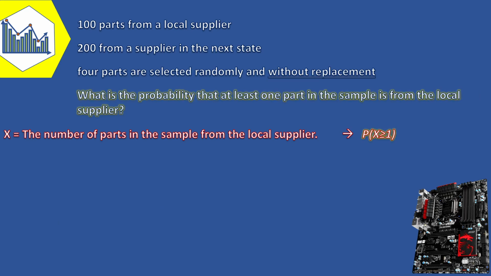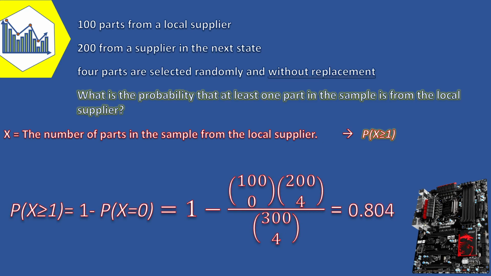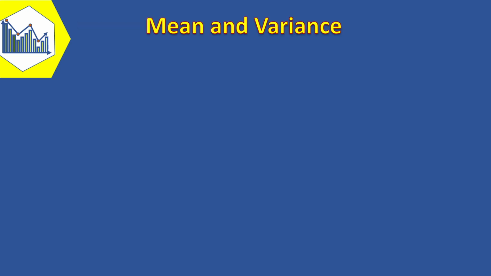And now, what is the probability that at least one part in the sample is from the local supplier? The requested probability is equal to the probability of x is greater than or equal to 1. And this probability is equal to 1 minus the probability of x equals 0. That is 1 minus 100 choose 0 times 200 choose 4 over 300 choose 4. And this probability is equal to 0.804. Now it's time to get familiar with the mean and the variance of the hypergeometric distribution.